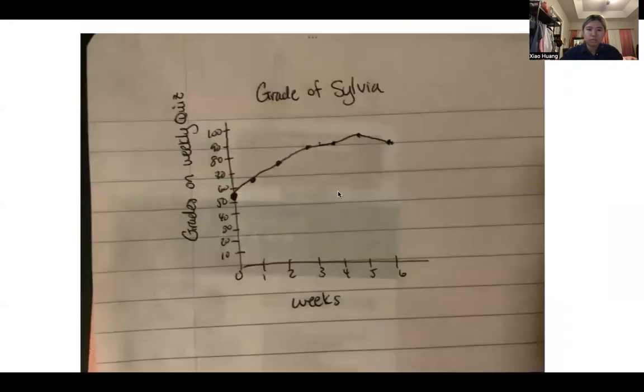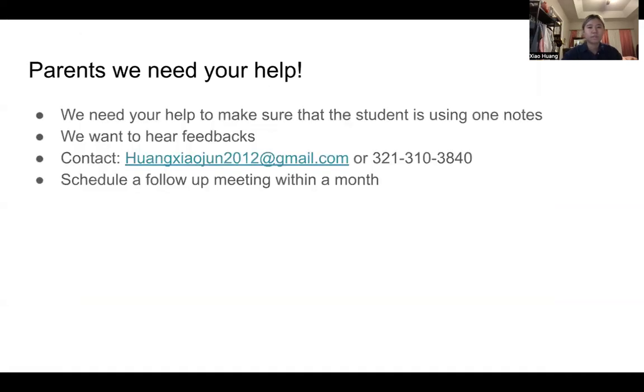This next slide is a graph of her grades, and as we can see on this graph, her grades are slowly increasing, which shows that our techniques and accommodations are really working well for Sylvia.